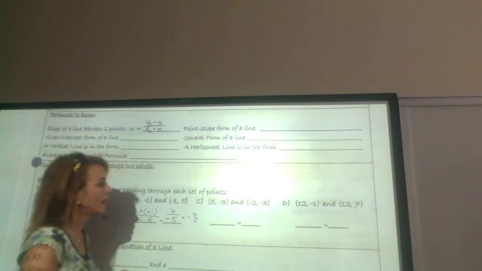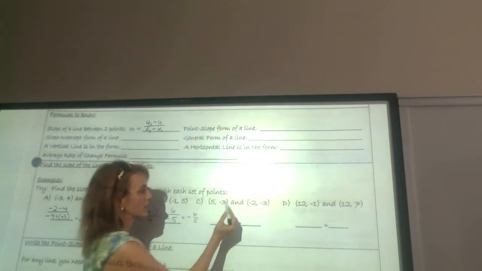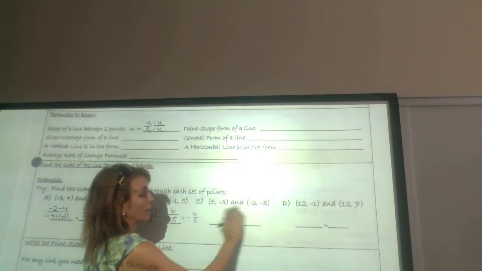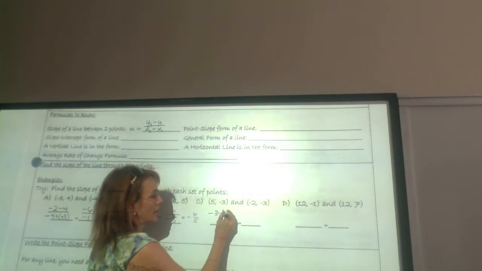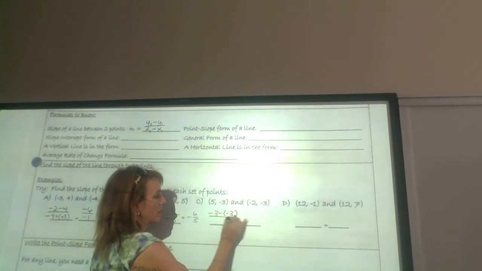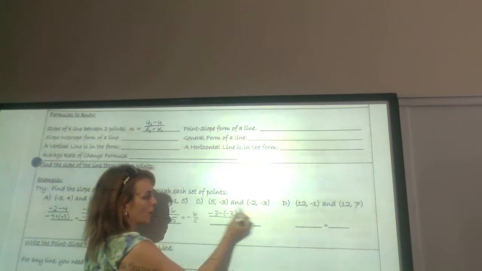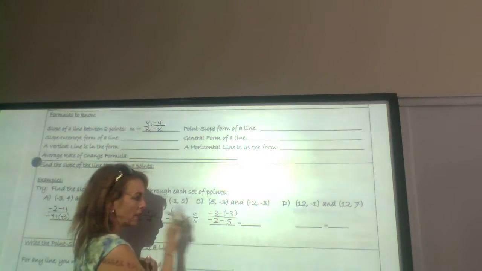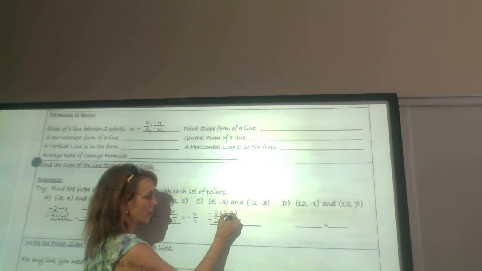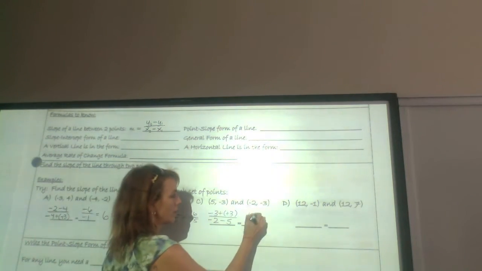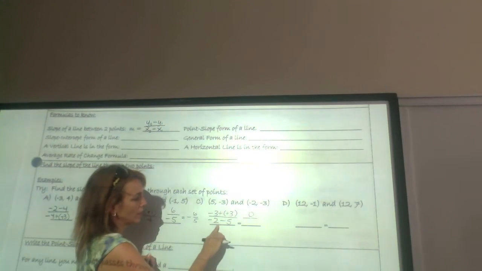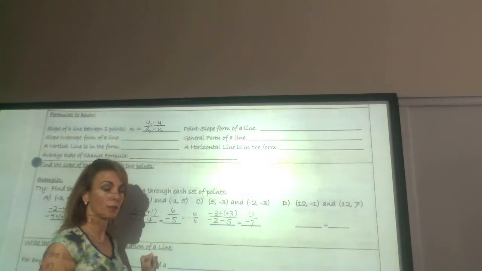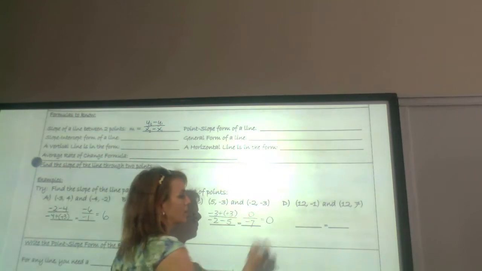All right, now I have a set of 2 points. Actually, we can go here to here. So -3 minus -3, all divided by -2 minus 5. All right, so -3 minus -3, the number minus itself is 0. And -2 minus 5 is -7. Whenever you have a 0 in the numerator, you end up with a result of 0.